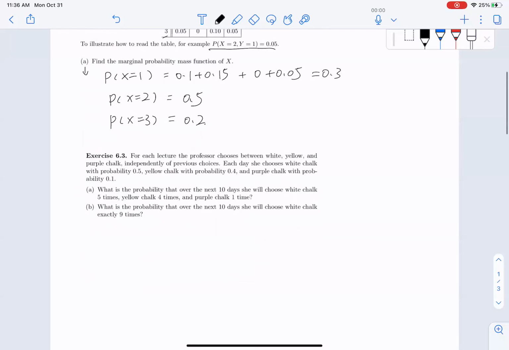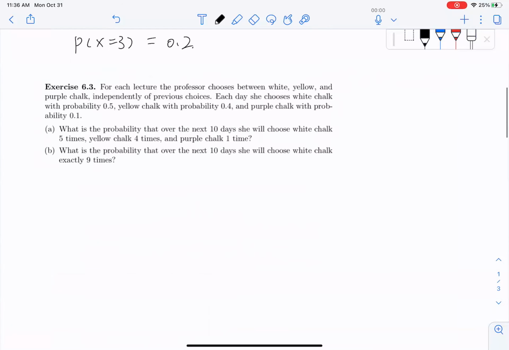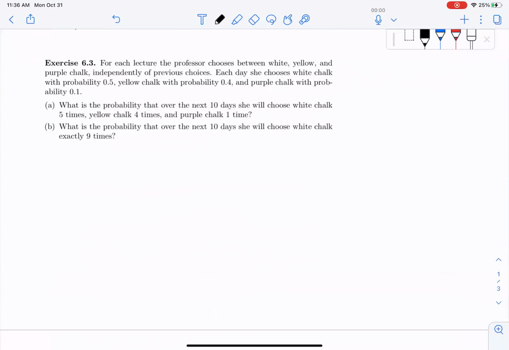Then let's come to the third question. Okay, so you have 3 kinds of chalks: white, yellow, and purple. They're independently chosen every time. Every day the professor chooses the white chalk with probability 0.5, so P of white is 0.5. Yellow chalk with probability 0.4, so yellow is 0.4. Purple with probability 0.1, so purple is 0.1.